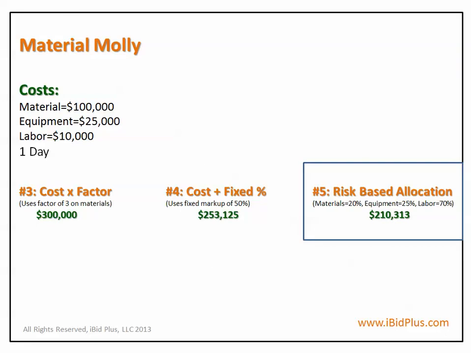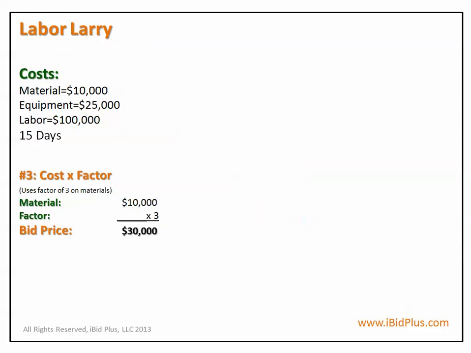So in summary, comparing these three methods, we see that the lowest bid price is produced by the risk-based allocation method. Next, let's look at Labor Larry. Instead of having high material cost, Labor Larry's cost exists within the labor. Here we will use the same three methods to compute the bid.